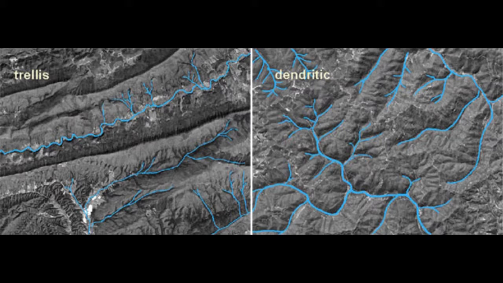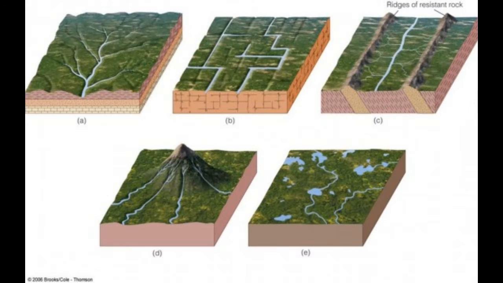So, you have now looked at the various drainage patterns, namely parallel, radial, annular, rectangular, trellis and dendritic.